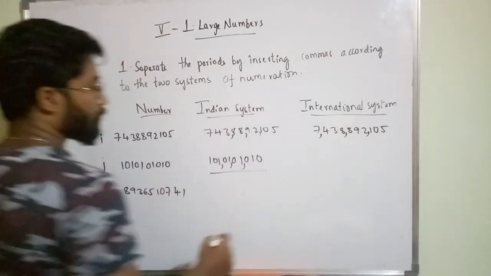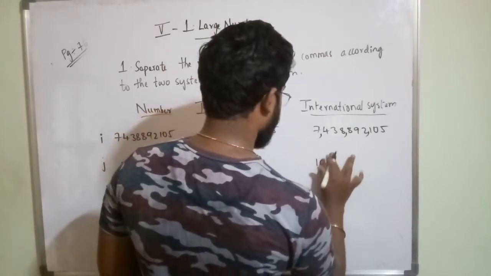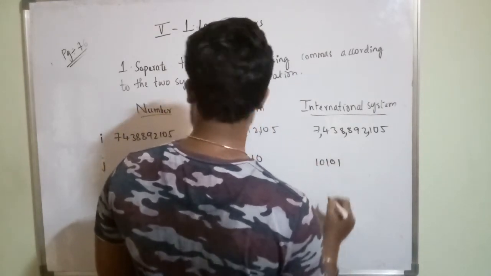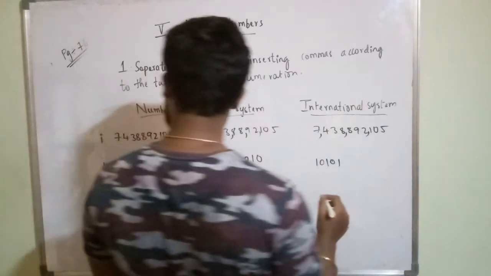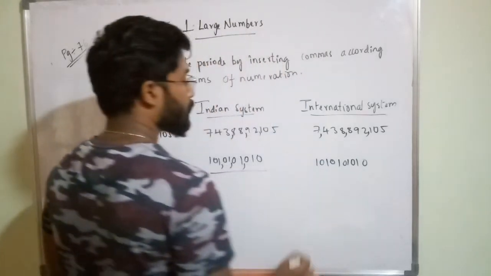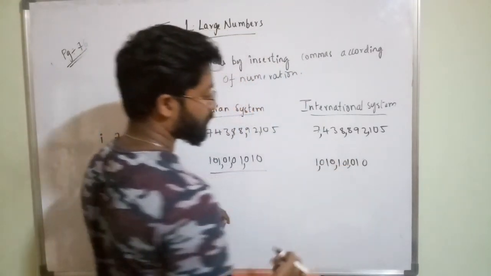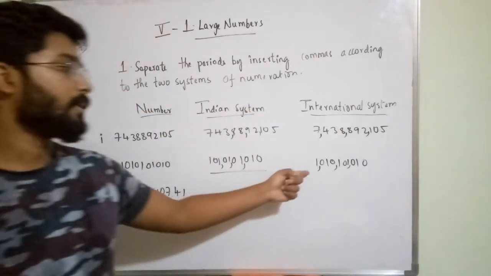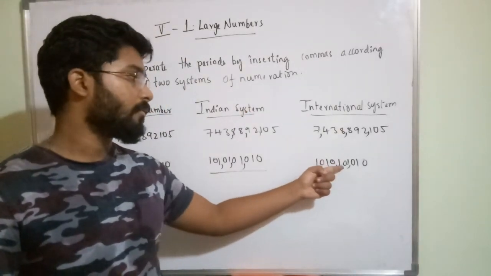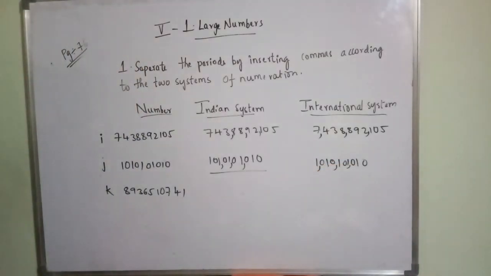Okay, so if you want to represent this same number in international system, how will you represent? 10101 01010. After 3 digits put 1 comma, next to 3 digits, next to 3 digits. So the answer is 1 billion 10 million 101,010. This is the international system representation.